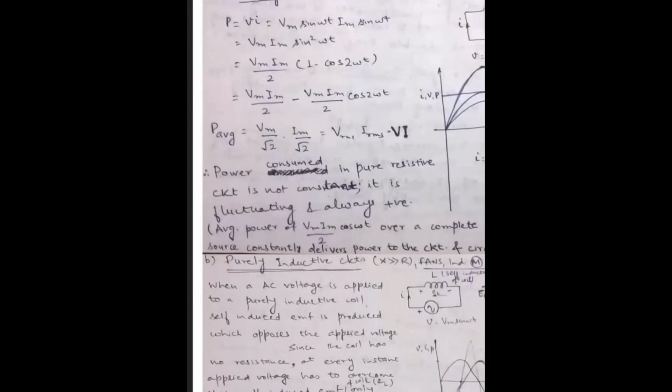So the power consumed in the pure resistive circuit is not constant, it is fluctuating and always positive. We can also generalize this formula, but we will do that after completion of the inductive circuit and capacitive circuit as well.